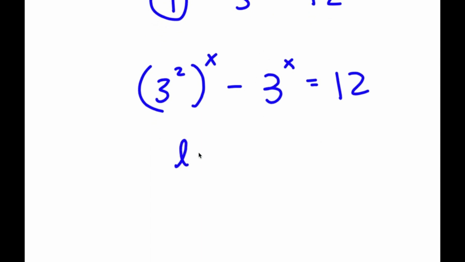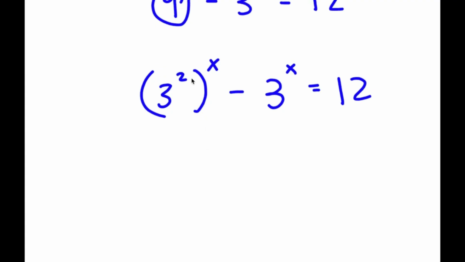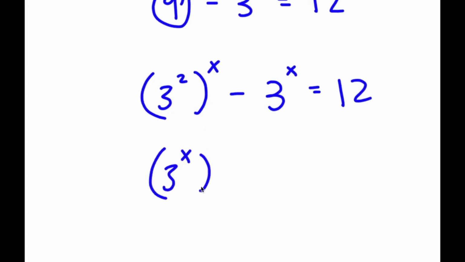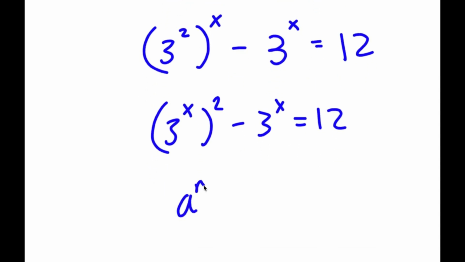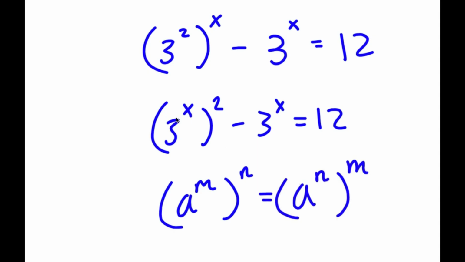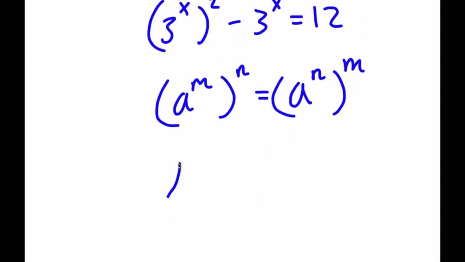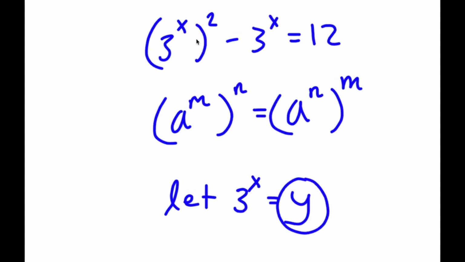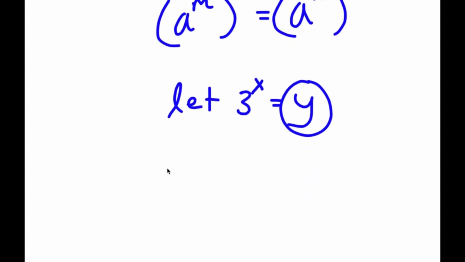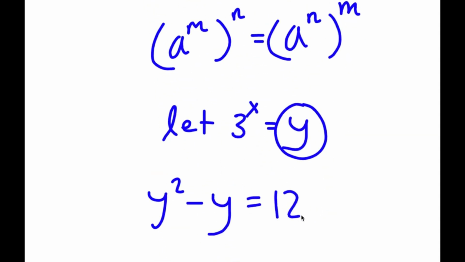Now I'm going to rewrite 3 to the power of 2 to the power of x as 3 to the power of x to the power of 2, because if I have something in the form a to the power of m to the power of n, this is also equal to a to the power of n to the power of m. So now I'm going to let 3 to the power of x equal to the variable y. So now if I substitute in y for 3 to the power of x, I get y squared minus y is equal to 12.